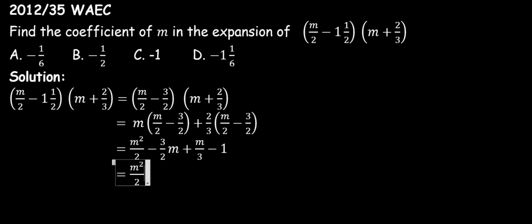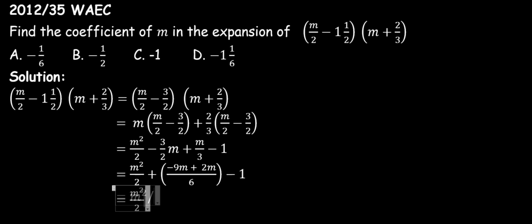So, we try to work on the items that have m so that we can do a simple LCM of fractions there. The LCM of 2 and 3 is 6. When 2 goes into 6 it is 3, and 3 times 3 will give you 9. That's why you have minus 9m. And when 3 divides 6, it gives you 2. That's why you now have 2 times m, which will give you 2m, divided by 6, the LCM. And you now close the bracket, minus the 1. And the result will be m squared divided by 2, minus 7 over 6 m, minus 1.